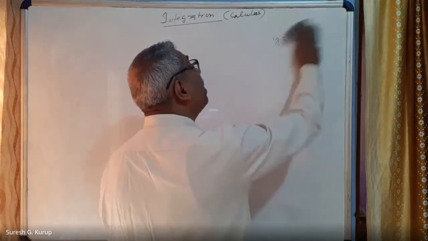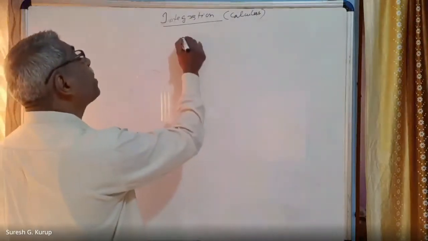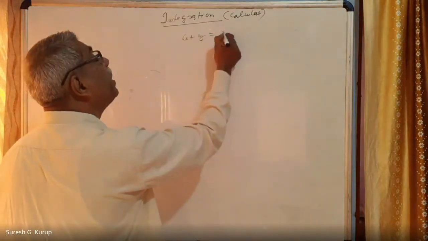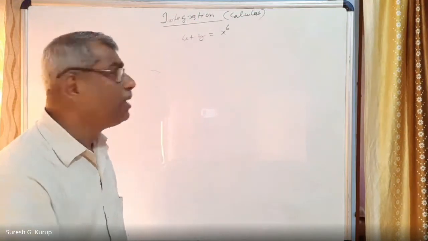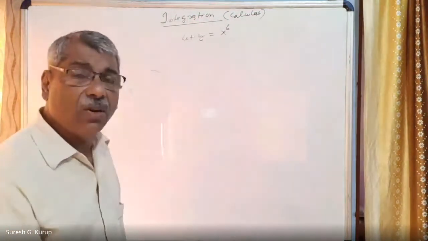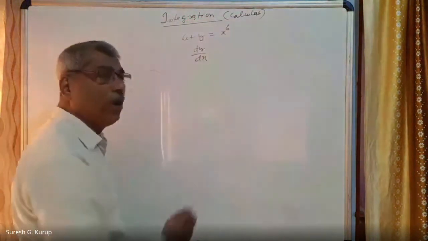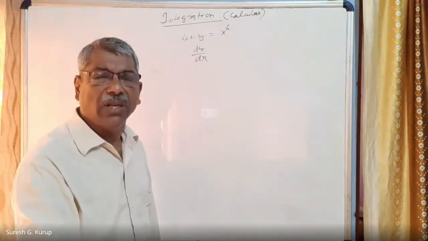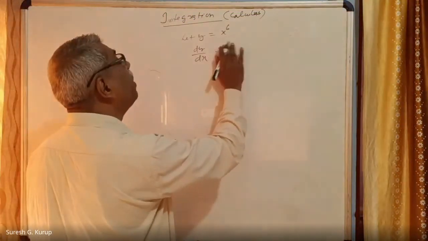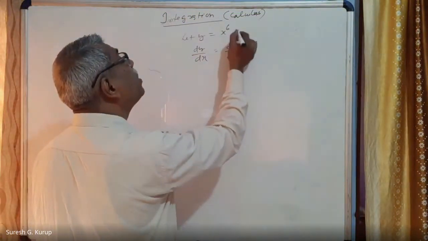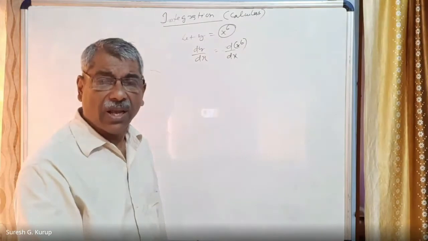This is the best way of explanation I can make. I'm writing an example here. Let y is equal to x raised to 6. This is the function. I am writing the differential coefficient of this function, that is dy by dx. Because y is a function of x, that function can be differentiated with respect to x. That is dy by dx is equal to d by dx of x raised to 6. Am I correct?